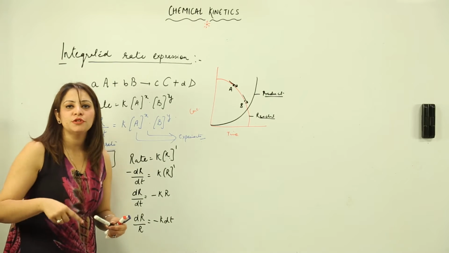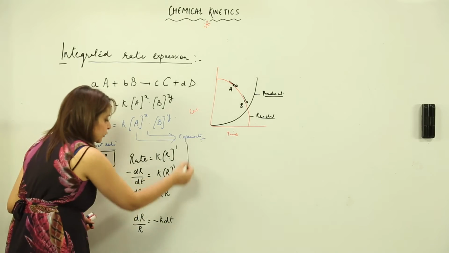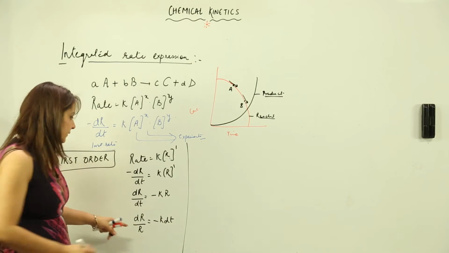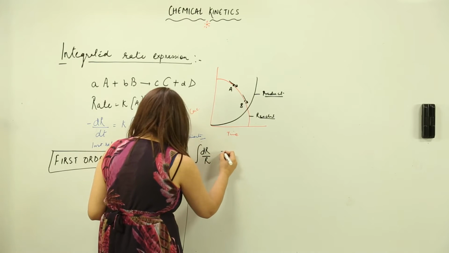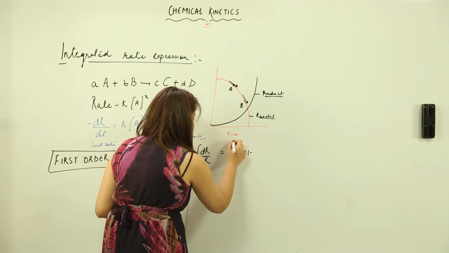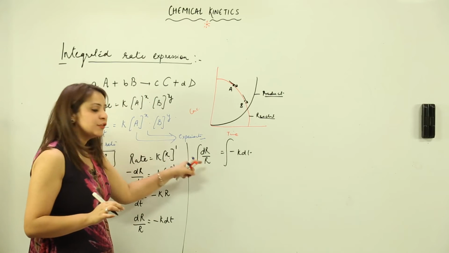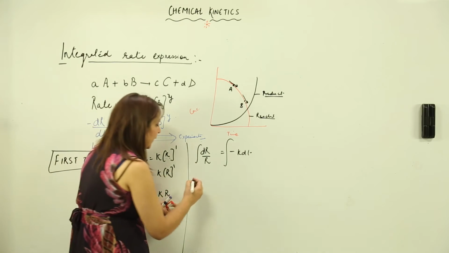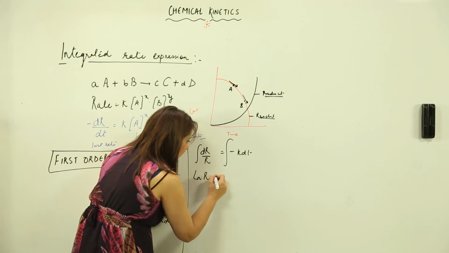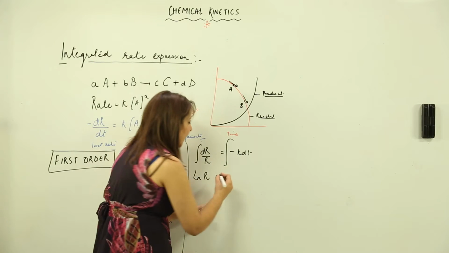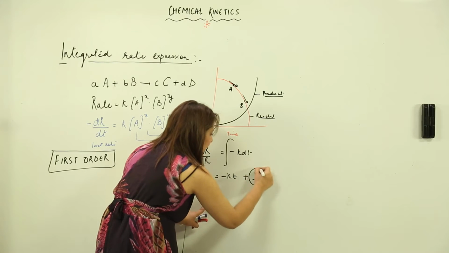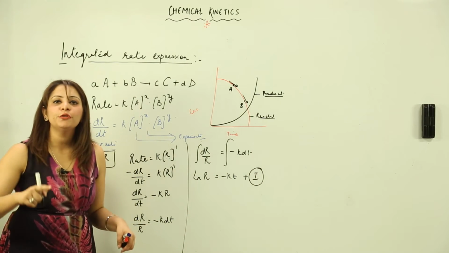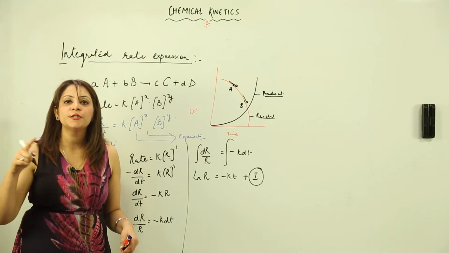Now I am in a position to integrate the expression, right. So what I am going to do, I am just going to integrate it. So we have dR upon R equal to minus K dt, integrating it, right. After integrating dR upon R, what we get is ln R, and after integrating this we get minus kt plus the constant I. Now the value for this constant, similarly it happened in the zero order one.